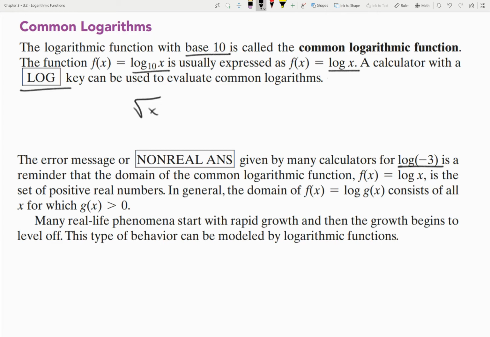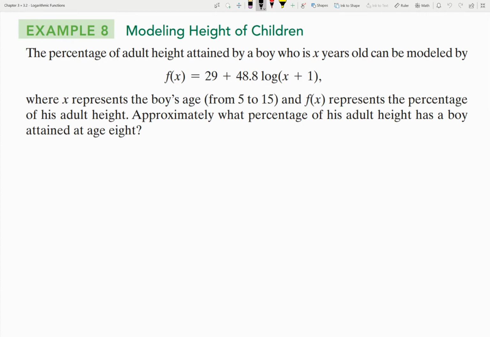Many real-life phenomena start with rapid growth, and then the growth begins to level off. This is why we can use logarithmic functions to help us model some of these. So let's model the height of a child. The percentage of adult height obtained by a boy who's x years old can be modeled by this logarithmic function, where x represents the boy's age from 5 to 15, and f of x represents the percentage of his adult height.